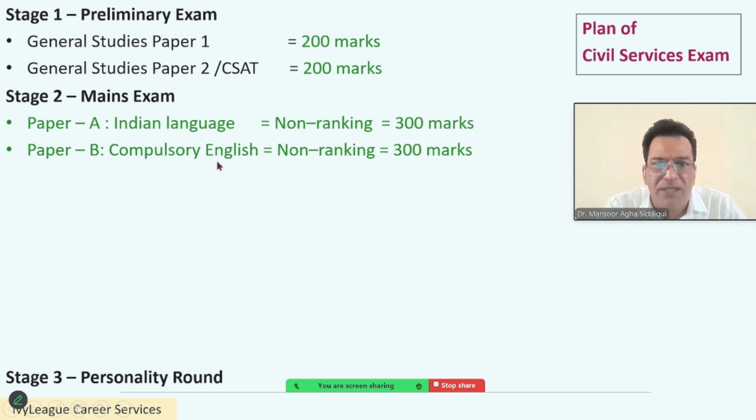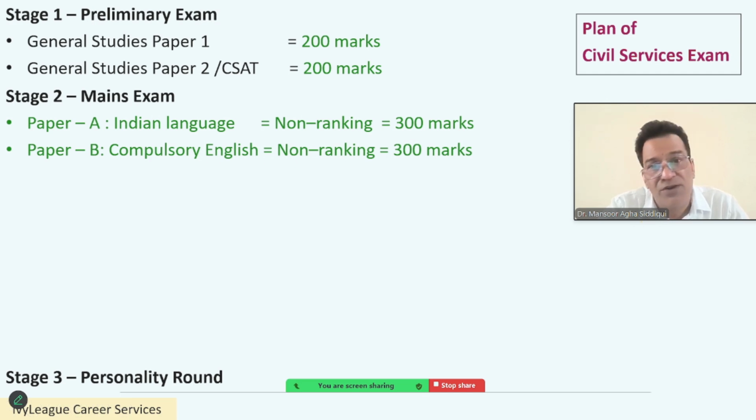But as far as the compulsory English paper is concerned, this is a paper when students look at previous year question papers, they get an impression this is something which I already know. As a result, they ignore this particular paper, do not prepare for it, and get rejected. So a lot of students who get rejected in the mains examination, they get rejected because they cannot clear the compulsory English paper.